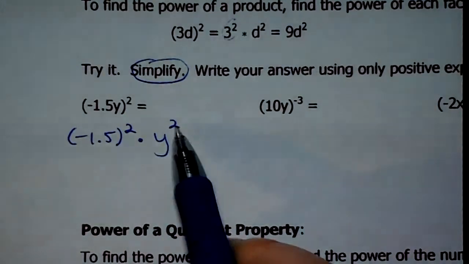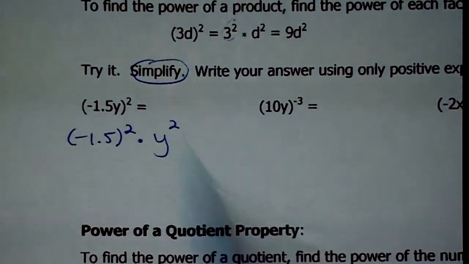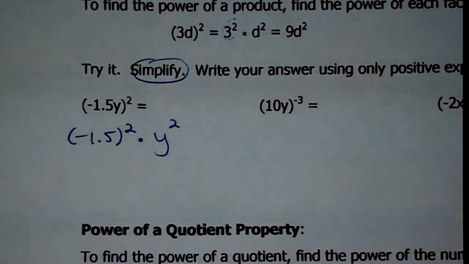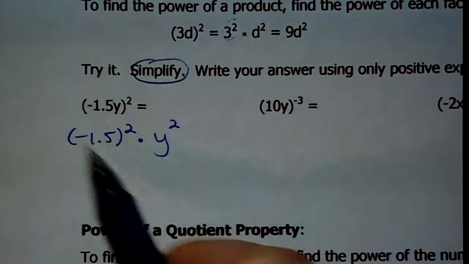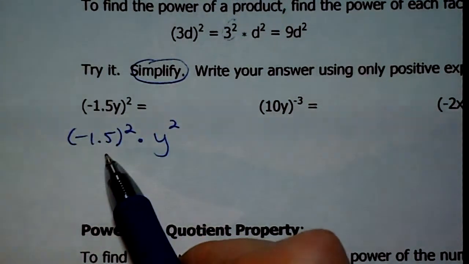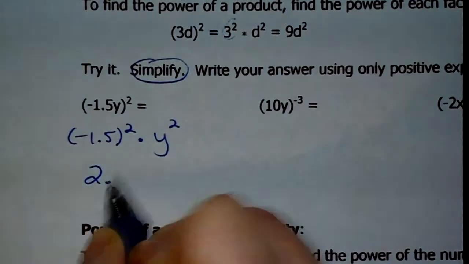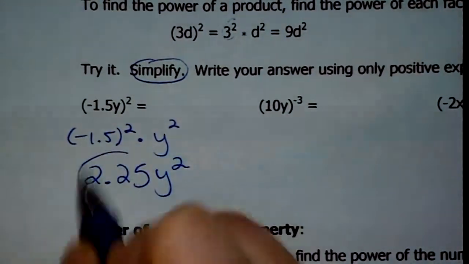But y squared, I can't get rid of that exponent because we don't know what y is. So if it says simplify and then write the answer using positive exponents, if you look at the directions for the other, it did not say that. It just said to write it using positive exponents only. That means I want you to actually do the number one that you can. So when you take the quantity of negative 1.5 squared, you get 2.25, and we still have times y squared because we don't know what y squared is.